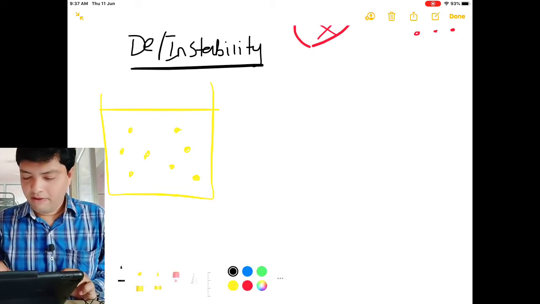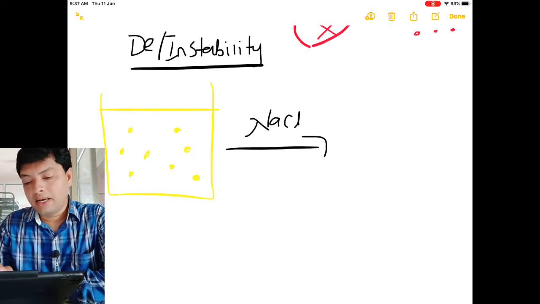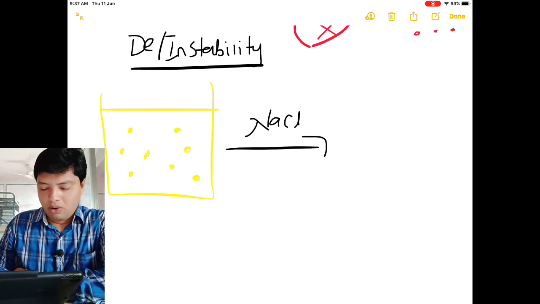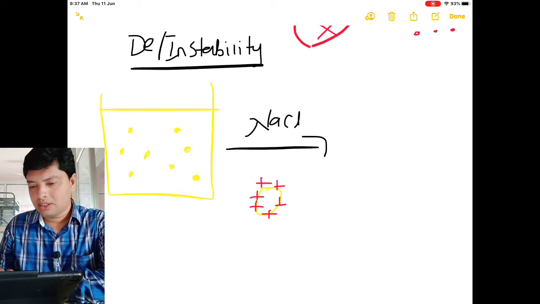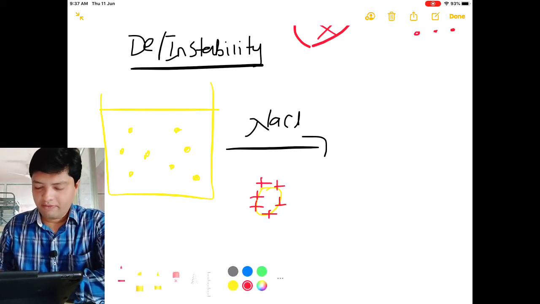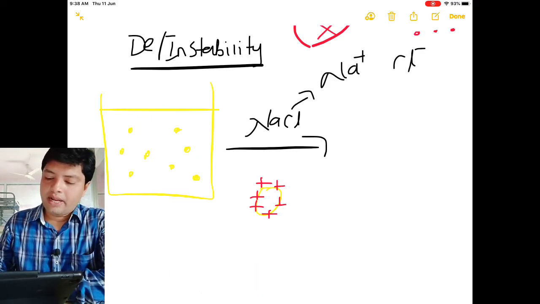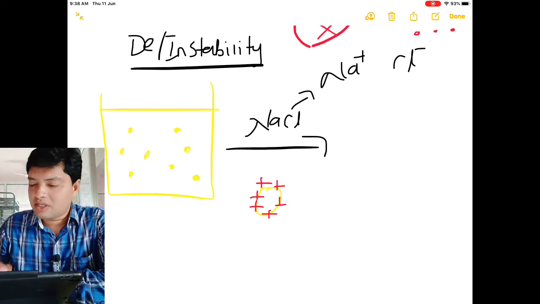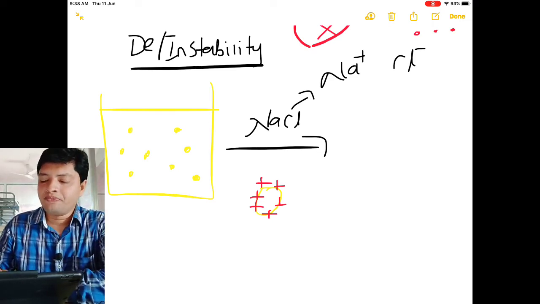Now, if I add an electrolyte, let's say I am adding Na plus and Cl minus. Your gold particle has a positive charge like this. When you add an electrolyte, it will be ionized into Na plus and Cl minus. Whatever Na plus is coming near the gold colloid will be repelled because of the same charge, and Cl minus is drawn near because it has the opposite charge.